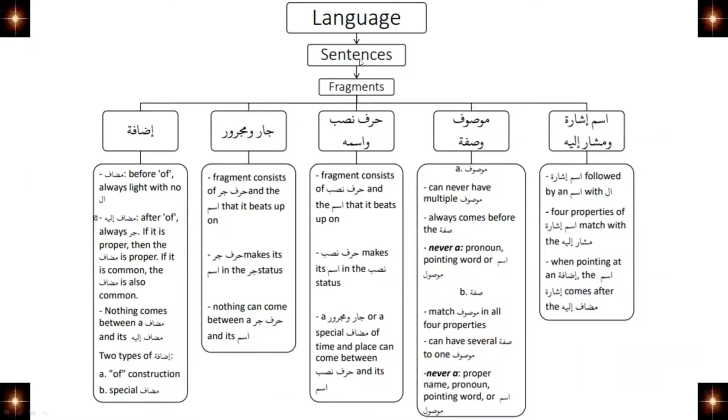Okay, and then we look at the fragments, which are for idafa, jar wa majrur, harf of nasb wa ismuhu, and then mawsuf, sifa, and then ism al-ishara and mushar ilayhi. And we've learned about all the rules governing the idafa, all the rules governing jar majrur, all the rules governing ism al-ishara and mushar ilayhi, and then harf of nasb and its ism, and then mawsuf sifa. All these are the 4 fragments, okay?